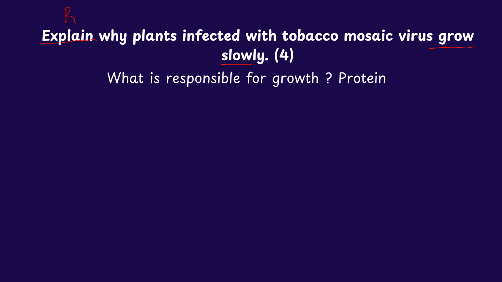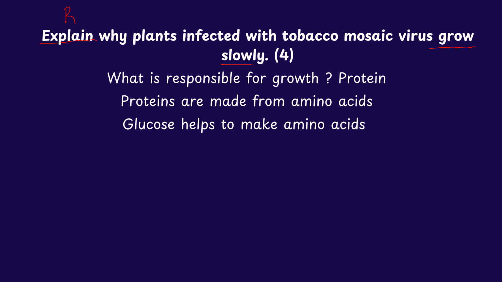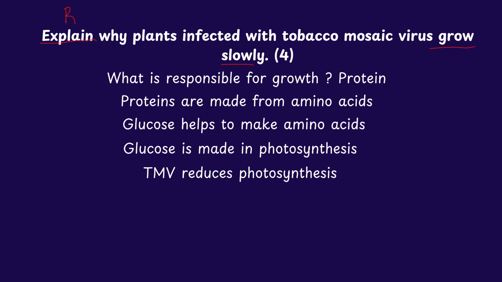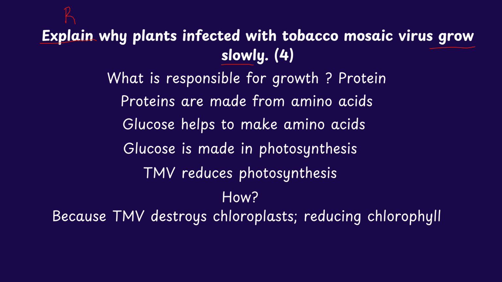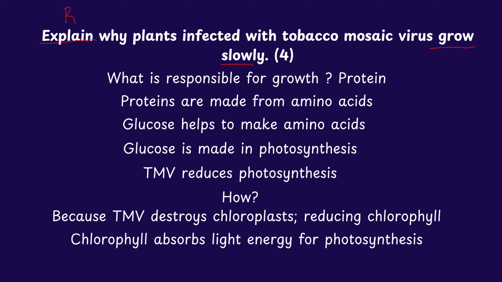First of all, what is responsible for growth? It is protein. Proteins are made from amino acids. Glucose helps to make amino acids. Glucose is made in photosynthesis. TMV, which is tobacco mosaic virus, reduces photosynthesis. How? Because TMV destroys the chloroplast, reducing chlorophyll. And remember, students, chlorophyll is responsible for absorbing the light energy for photosynthesis.